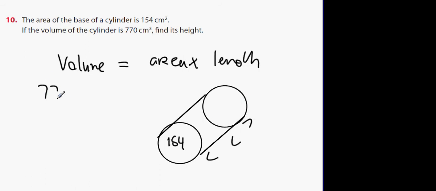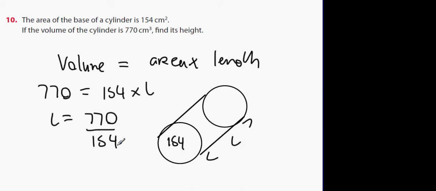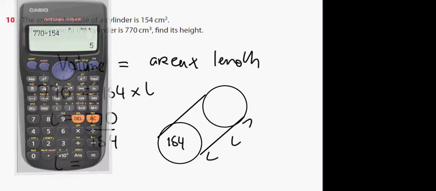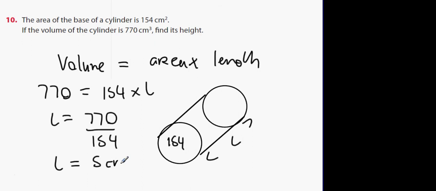So you're going to get 770 equals 154 multiplied by L. L therefore is 770 divided by 154. What's that? Anybody? 5, is it? 770 divided by 154 gives us 5. So L equals 5 centimeters.